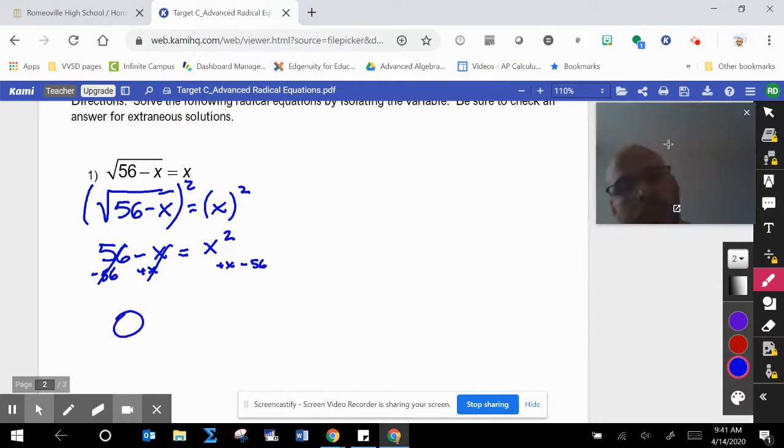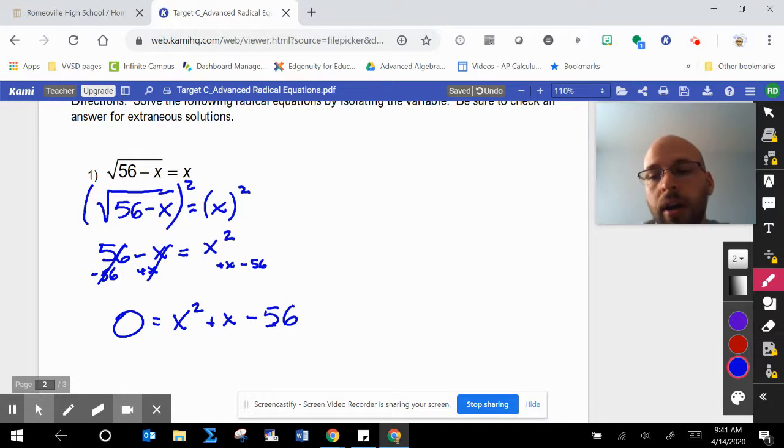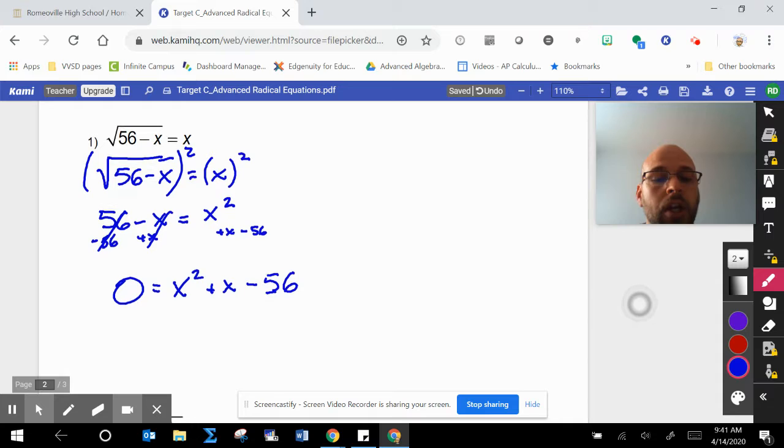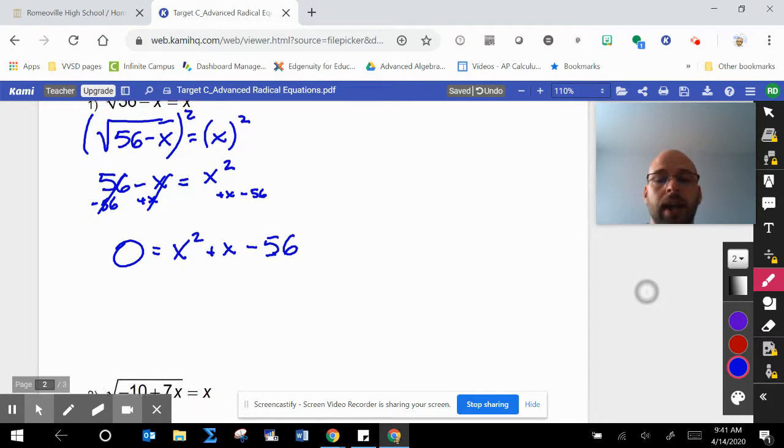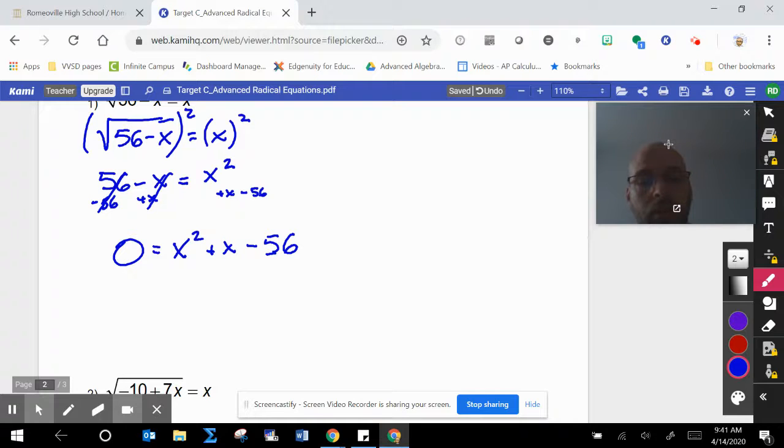So what that gives me is a 0 on the left-hand side, but now all the terms are on the right-hand side. So I'm going to have x squared plus x minus 56, right? So this is now the problem that I need to solve. So we have a lot of techniques that you can use to solve a quadratic. You have the quadratic formula. You could graph it and look at the x-intercepts. In this case, I'm going to factor it, and we're going to see what those zeros turn out to be.